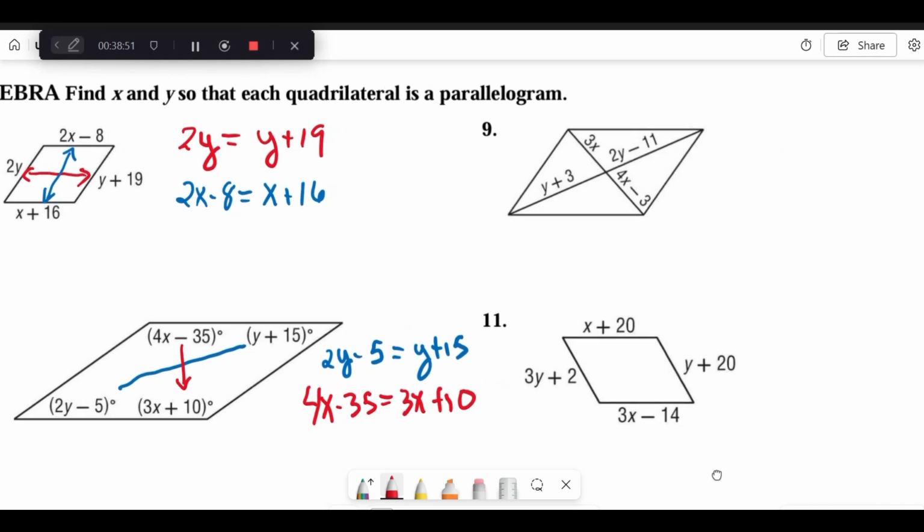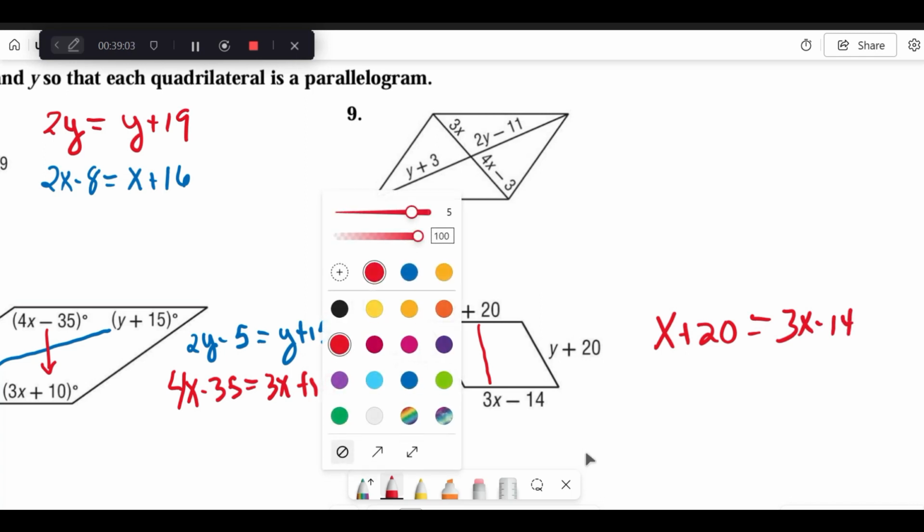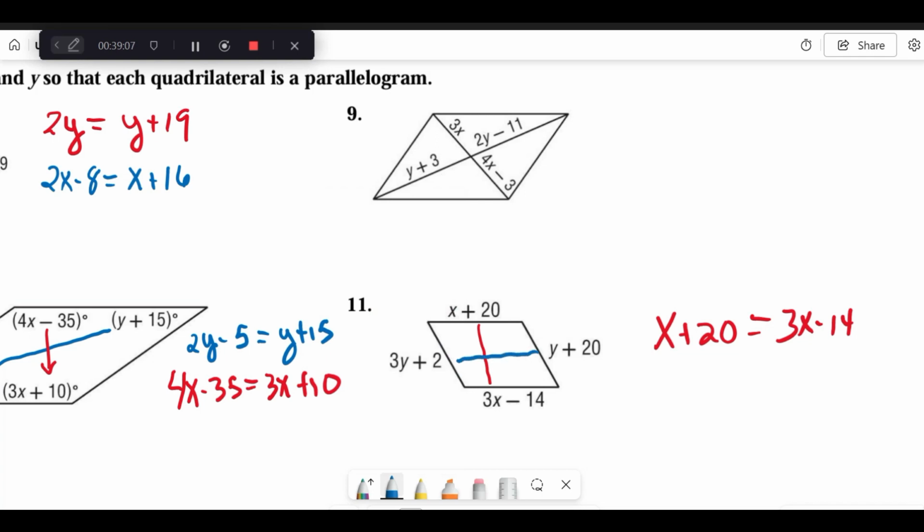And of course, this looks a lot like it, right? So x plus 20 would have to equal 3x minus 14. And these two, 3y plus 2 would have to equal y plus 20.